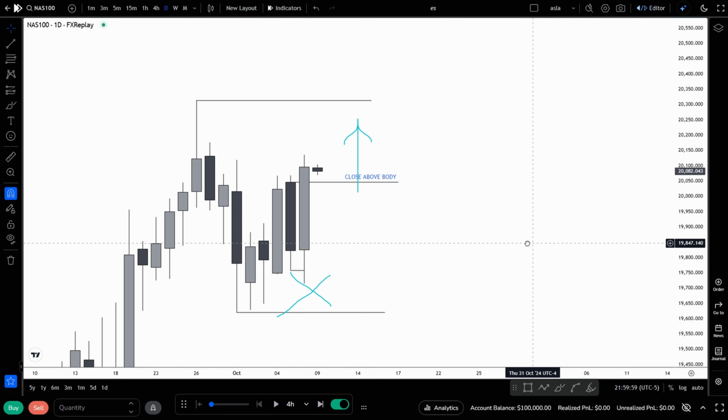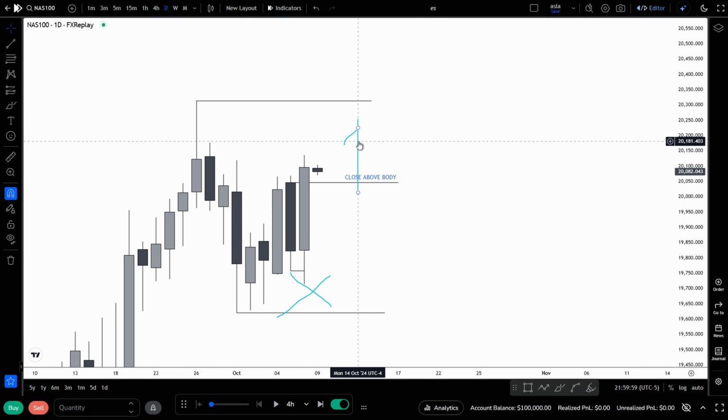And just before we get into the continuation setup itself, I want to address something that a lot of people usually ask at this point.